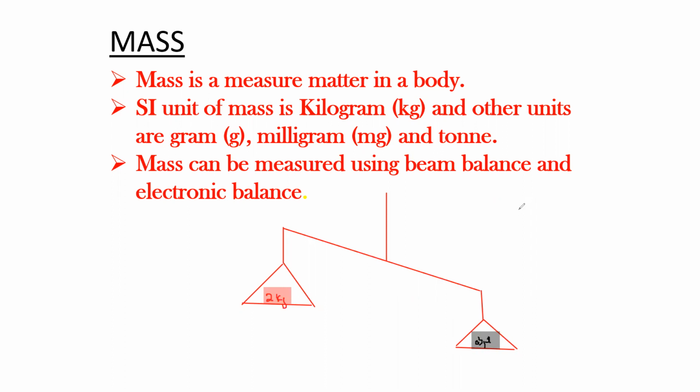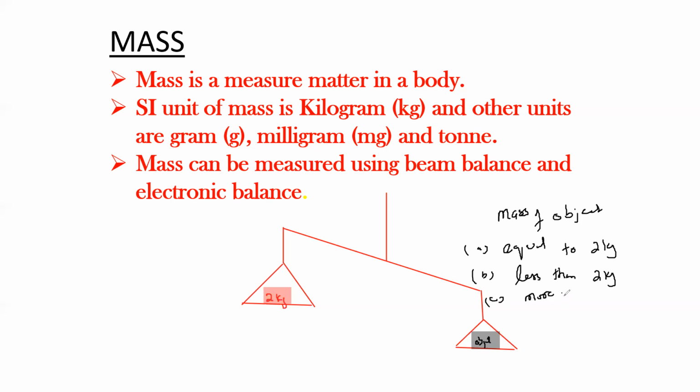My question is, what is the mass of the object? Option A, is it equal to 2 kg? Option B, is it less than 2 kg? Or option C, is it more than 2 kg? So what could be the right answer, A, B or C?